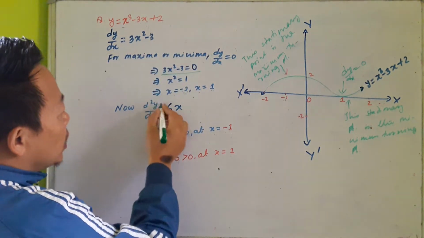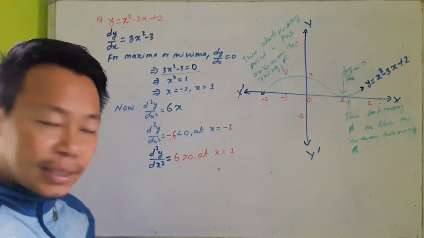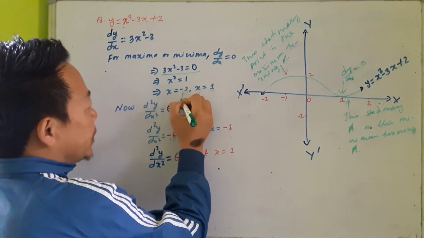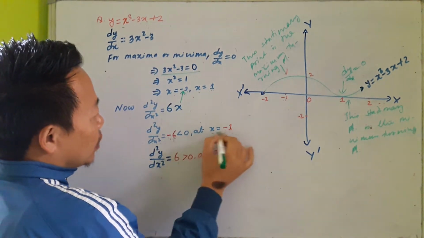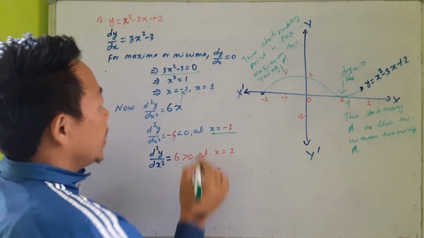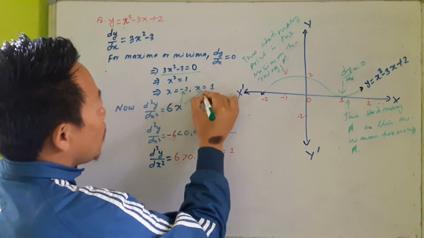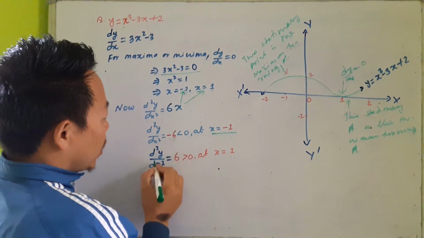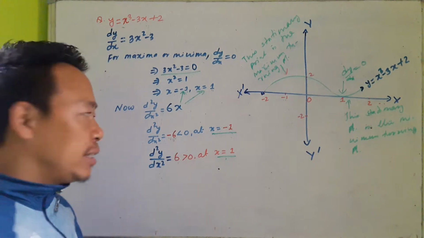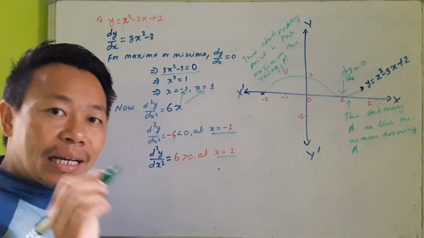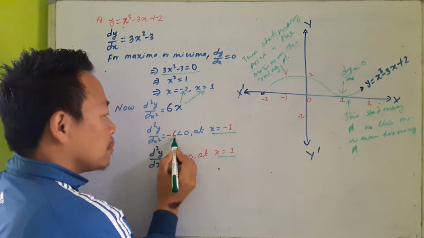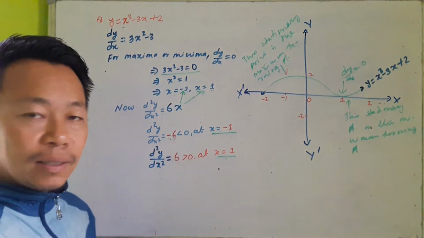Now, differentiating this function again, we get d square y by dx square is equal to 6x. If we put x is equal to minus 1, we get d square y by dx square is equal to minus 6, and if we put x is equal to 1, we get d square y by dx square is equal to 6. But I am not really interested in this value; I am interested in the sign of this value. This is a negative sign, and this is plus 6, a positive sign.